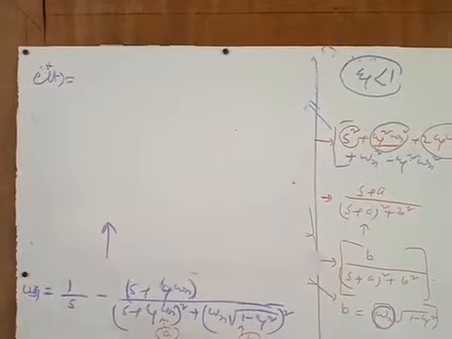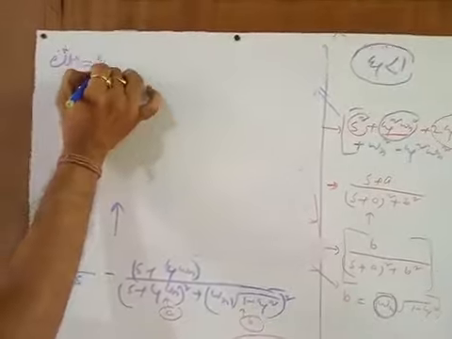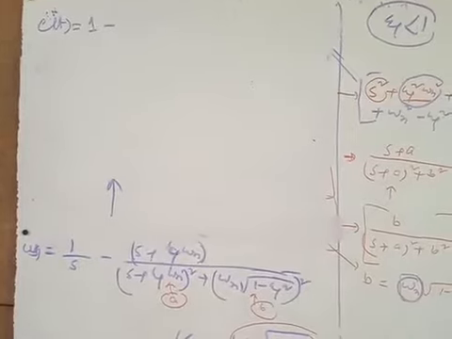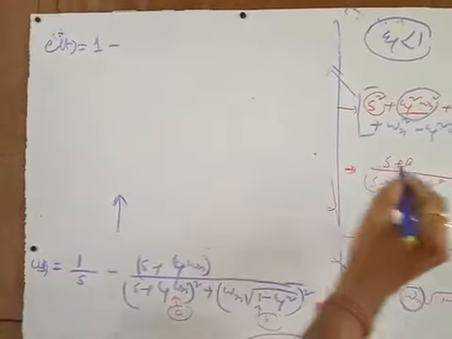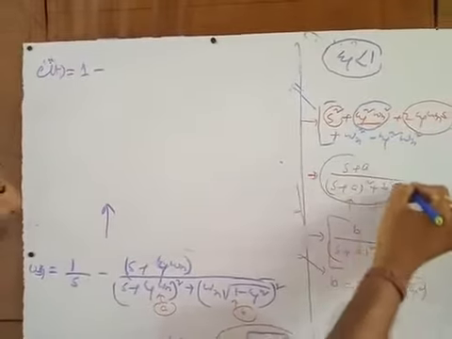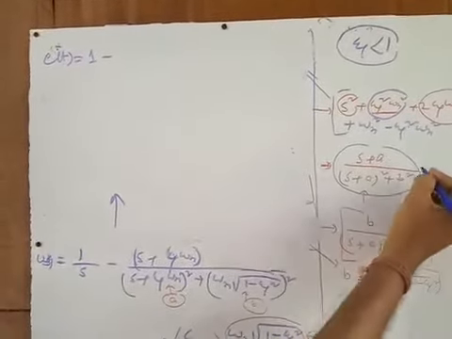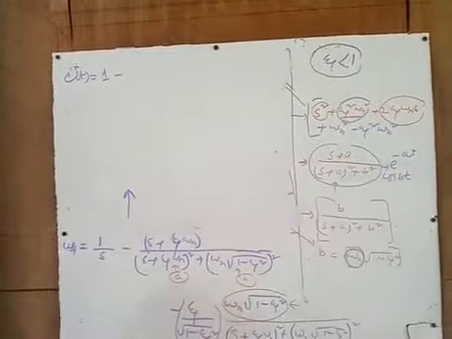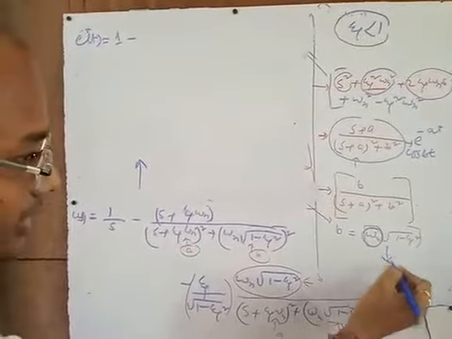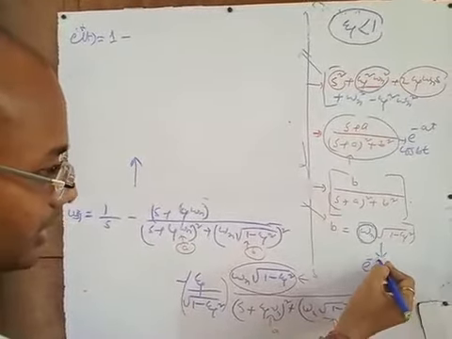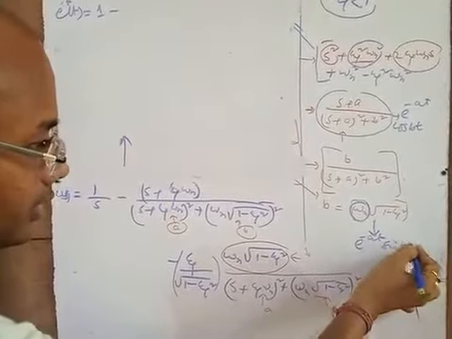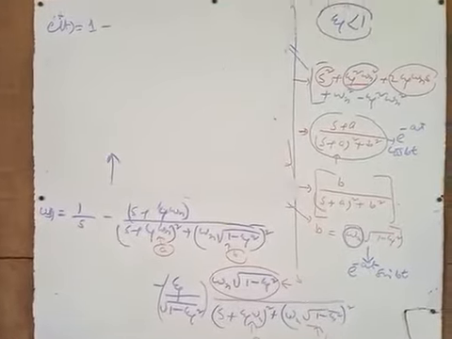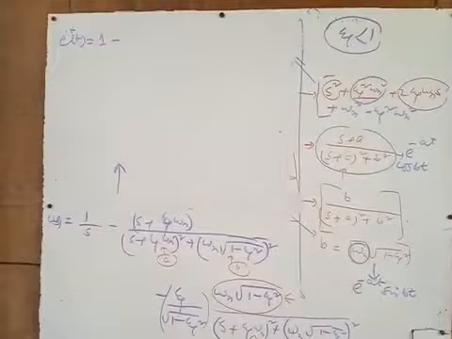Laplace inverse of 1 by s will give you 1. And this is (s plus a) by (s plus a) whole square plus b square. So you know the standard form of it: if you get the inverse of it, you get e to the power minus at cos bt, right? Similarly, the standard form is e to the power minus at sin bt, right? So you get the two terms, e to the power minus at cos bt and e to the power minus at sin bt.